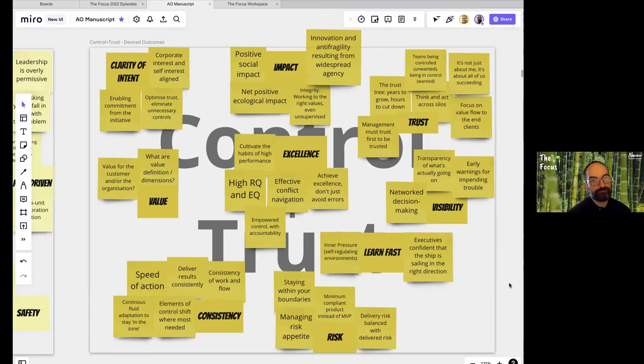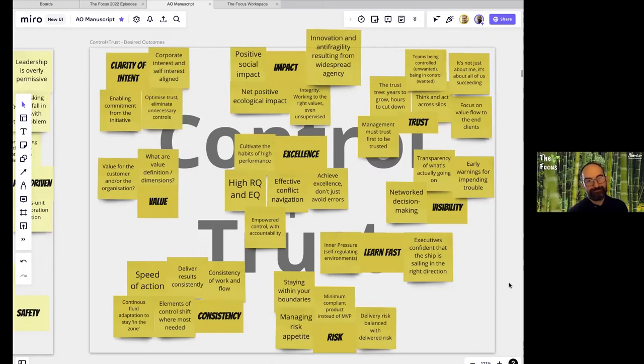The next thing is this high visibility in the organization around decision-making and transparency about the actual truth. So nobody is hiding the actual progress of a project, or whether a project is in trouble, or whether they made a mistake.